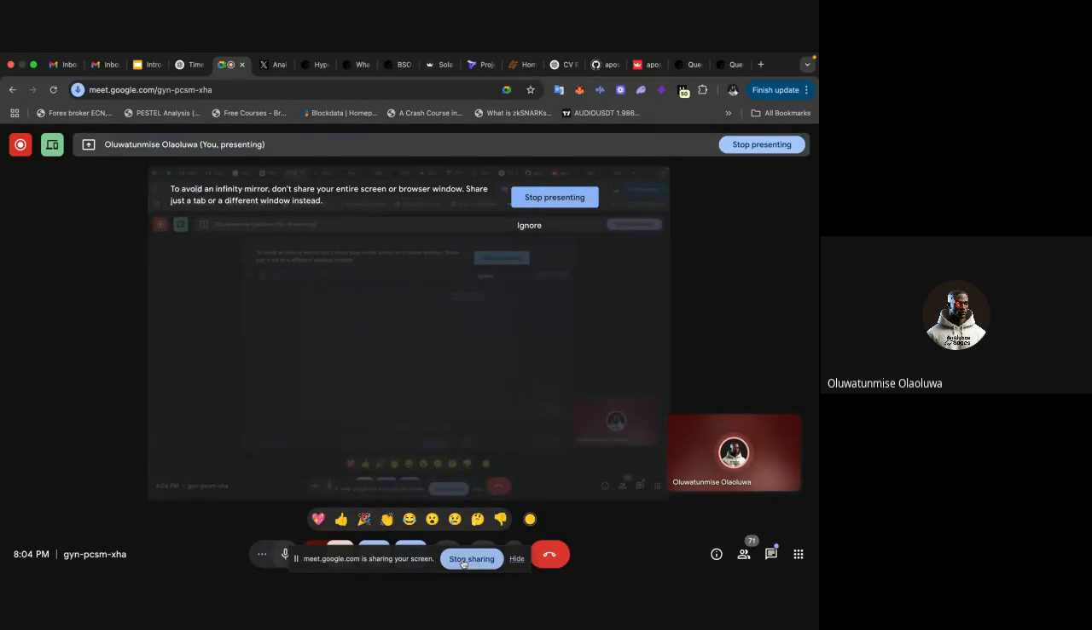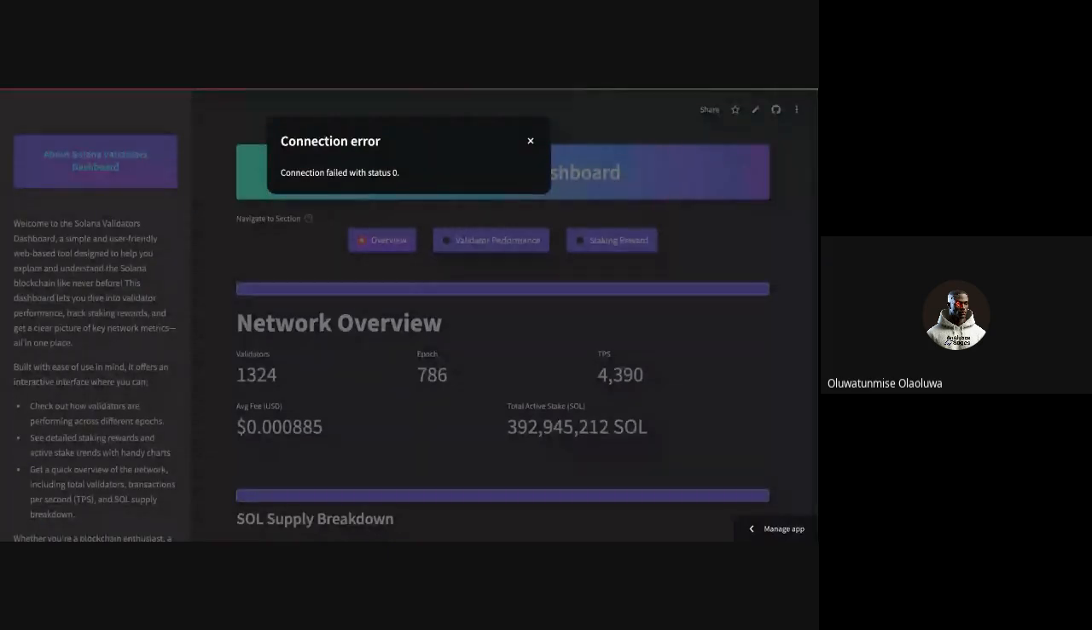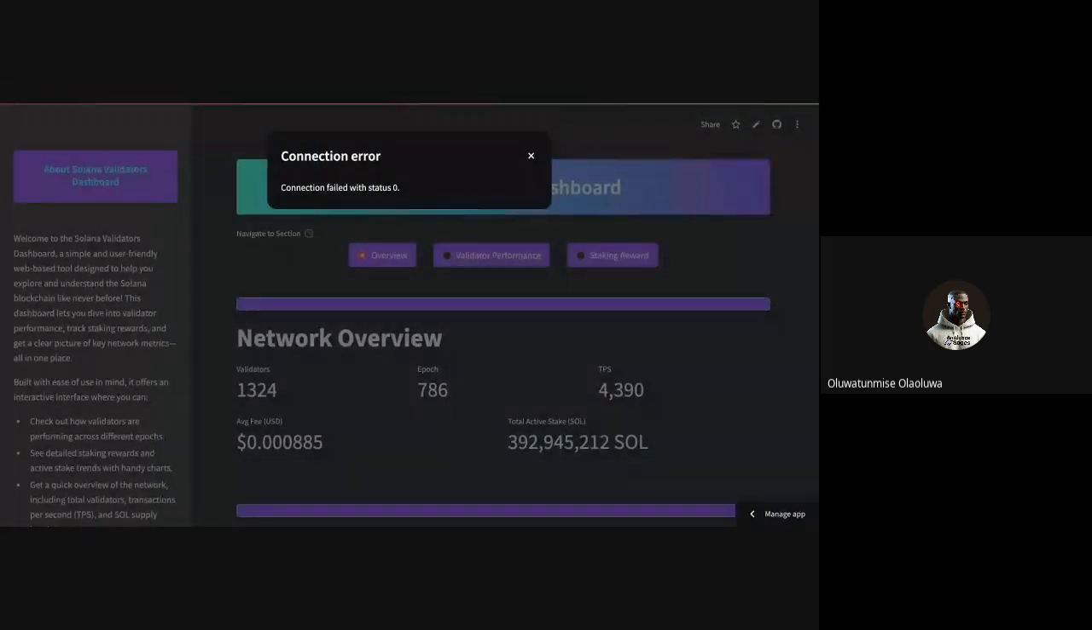So I'm going to stop sharing and share that part of the page. Let me share that part of the page. Okay, where is it? Okay, so all right, it said network error. Let me load it again. So all those codes you see, this is where I deployed it.